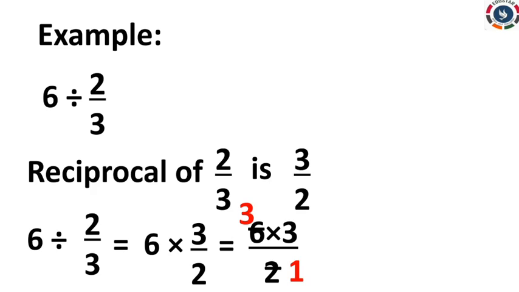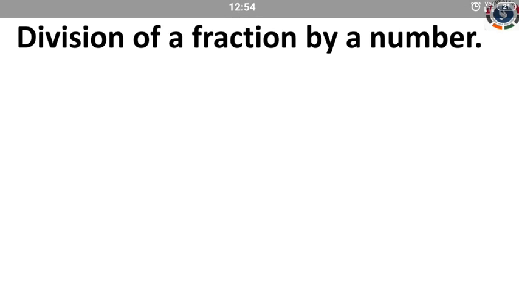Okay. So then we are not having any other value to cancel. So just multiply the numerators. It is equal to 3 into 3 divided by 1. So multiply the numerators, 3 3s are 9. So it is equal to 9. This is the answer.